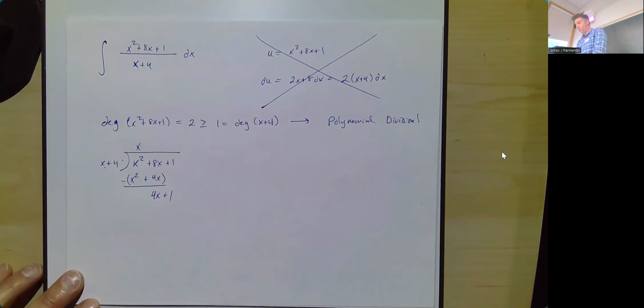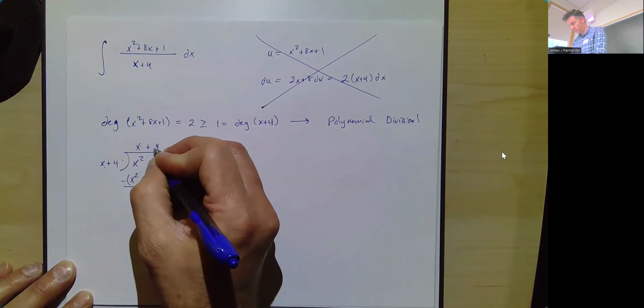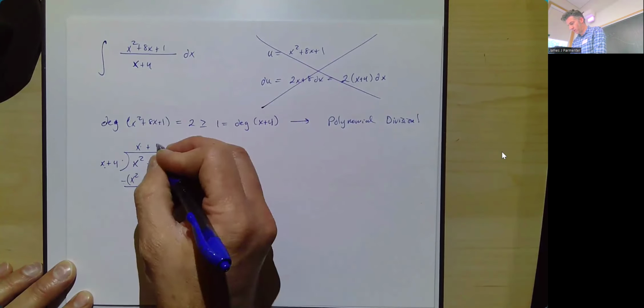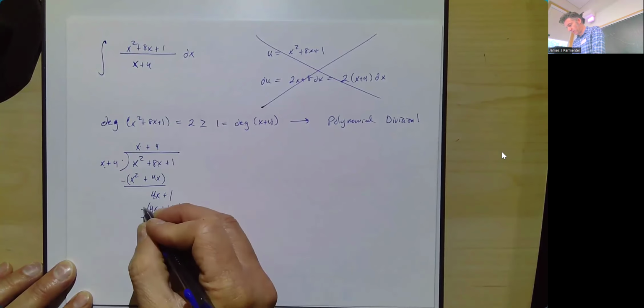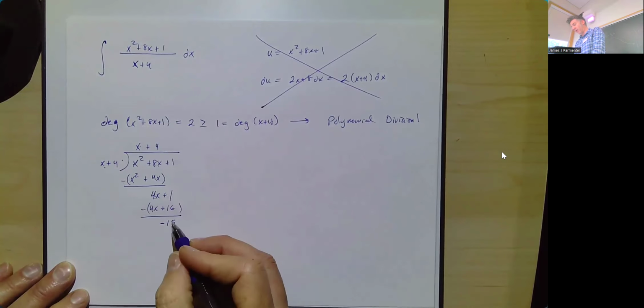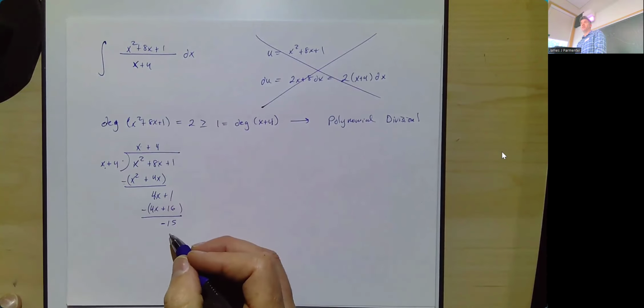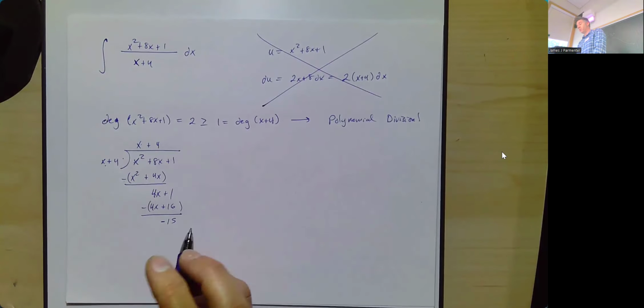Then you ask yourself, what do you multiply by x to get 4x? And the answer is 4. 4 times x is 4x. 4 times 4 is 16. Subtract. 4x minus 4x is 0. 1 minus 16 is negative 15. Now that the thing here has a lesser degree than the thing we're dividing by, we stop. That's our remainder.